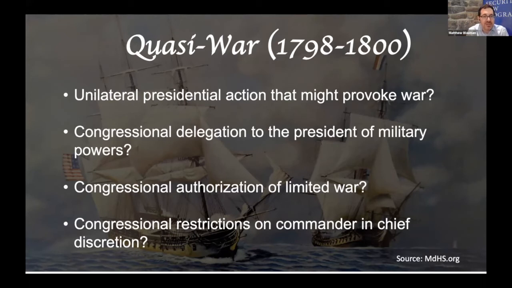Third question: we know that Congress can declare war. We talked about what declaring war meant. But what about authorizing force short of full-blown war? Can Congress do that? The quasi-war establishes clearly that it can. It can authorize force limited to certain places or times, for example, or for certain purposes. And the Supreme Court even weighs in to affirm this idea.